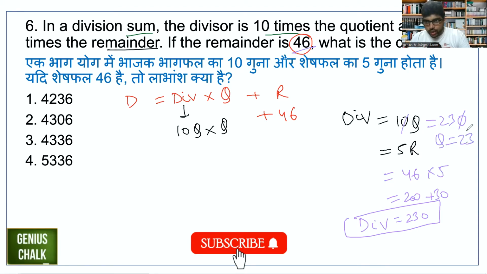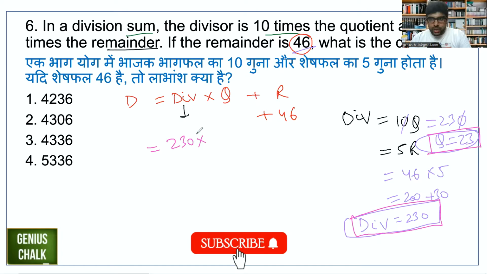The Q has to be 23. That means I've got my quotient is 23 and the divisor is 230 and the remainder is already given. So can you find the equation now? Yes, we can. So what is the divisor? Divisor is 230, right? What is the quotient? Quotient is 23. And what is the remainder? 46. So 23, 23. You know the square, it is 529.